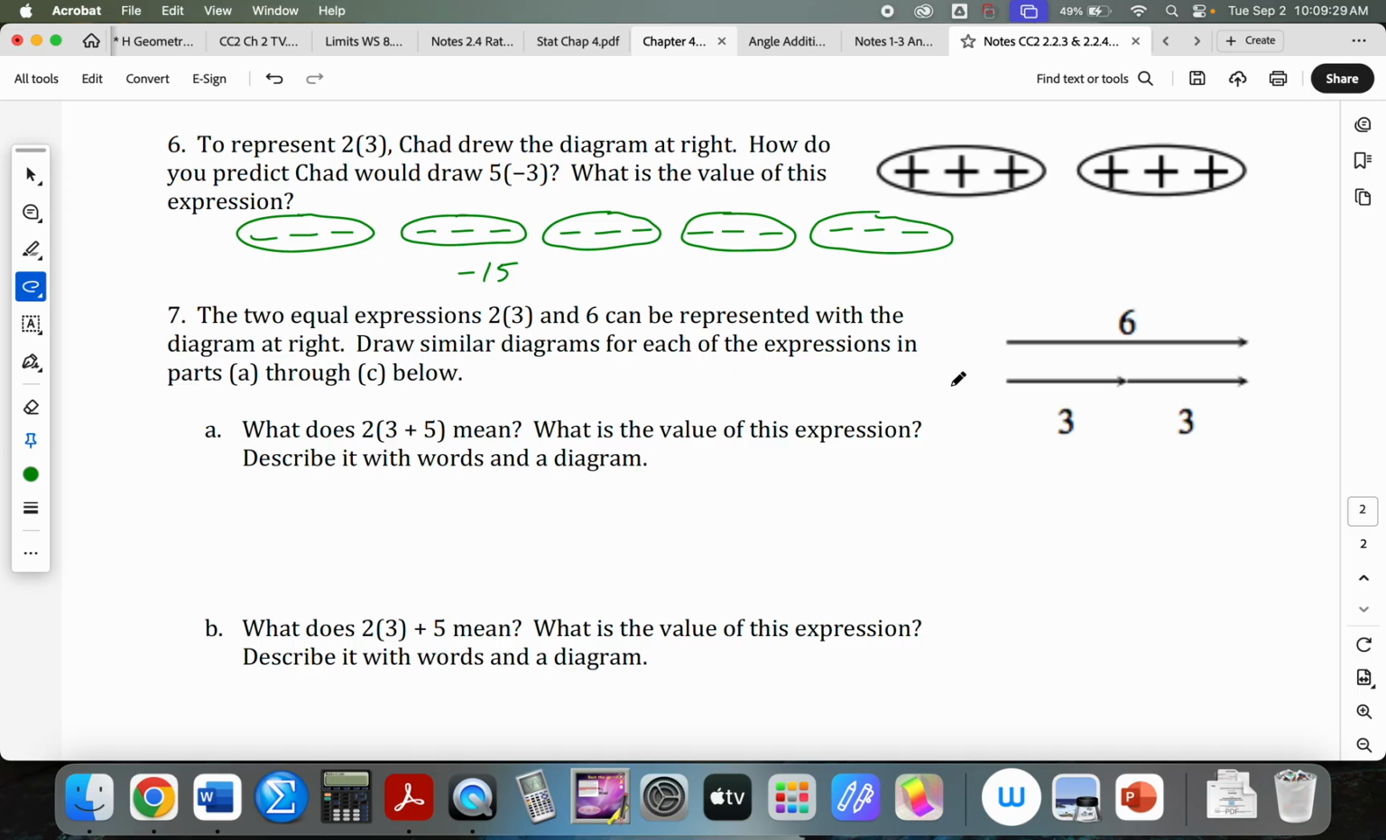Yes, ma'am. I know it's -15, but how would you get it out of the diagram? You just count. There's 15 negatives. Or you can say, all right, if there are 5 groups that are all the same size, that are all -3, you can just multiply. There's 15 because 5 times 3 is 15, and they're all negatives, so 15 negatives. Okay?